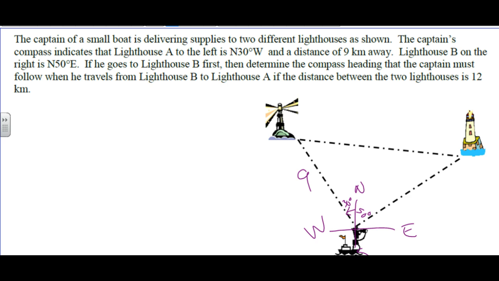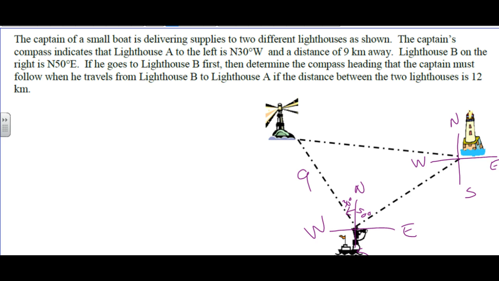If he goes to Lighthouse B first, then determine the compass heading the captain must follow when he travels from Lighthouse A to Lighthouse B. Okay, so again, if we need to figure out a compass heading, we're going to have to look at this and figure out an angle in here, right? Then we can say it's west and then so many degrees towards the north or whatever, right? But that would be figuring out this, and so we'll have to figure out what we can figure out and then use that to solve the problem.